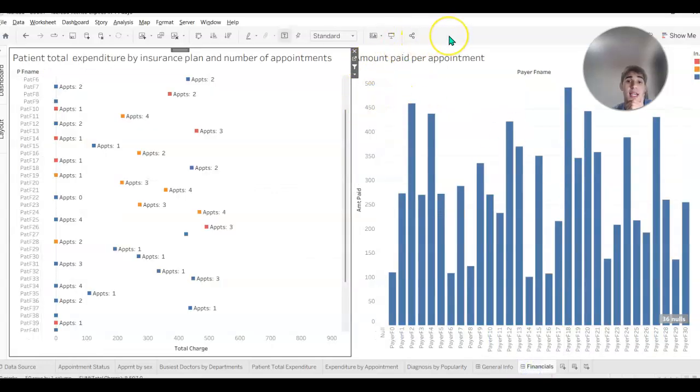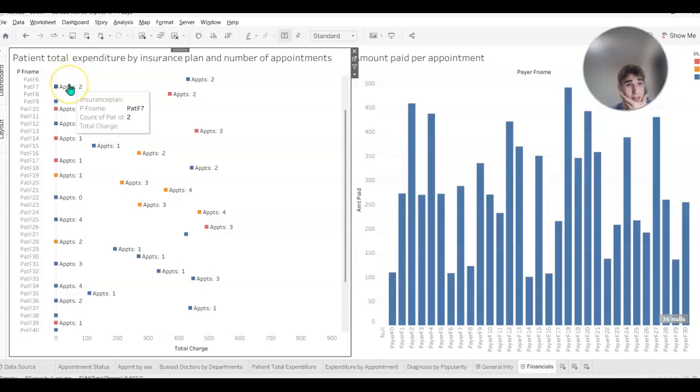In this second dashboard, I made it thinking about the financials of the hospital. In one of them, you can see total amount charged and number of appointments, and the other one is amount charged per session. Now, one of the intricate things about this dashboard is that there are all these appointments here that are at zero total charges. Now, some of them have insurance plans. The ones that are not blue have insurance plans, and you would assume that they're not paying anything because their insurance is fully covering it.